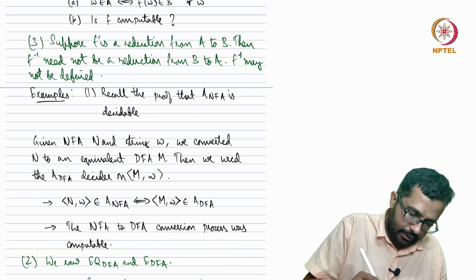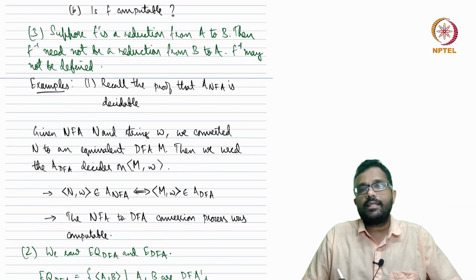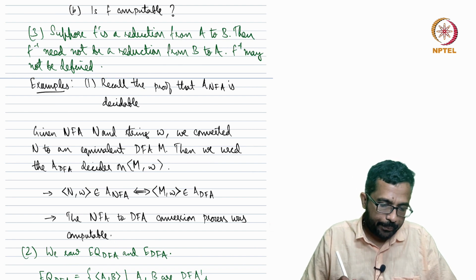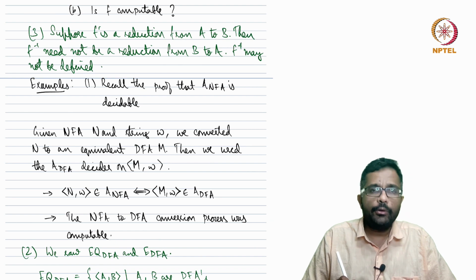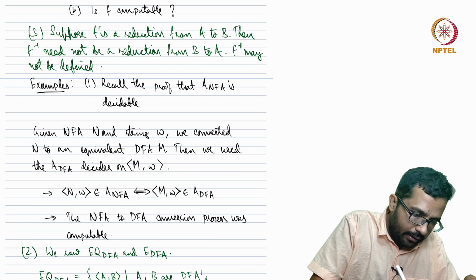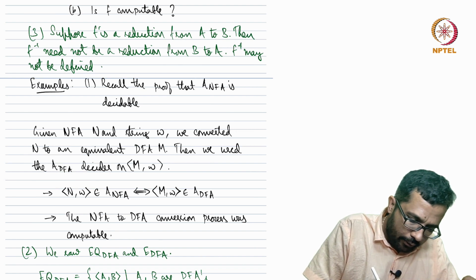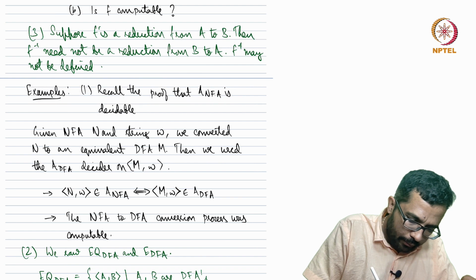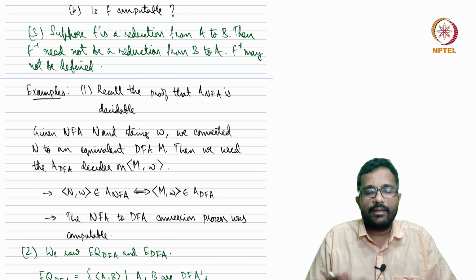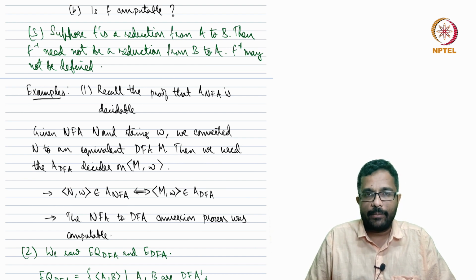Examples. So just to give examples, the first example is one we have in fact already seen in the previous week. If you remember, we showed that A_NFA is decidable. This is the acceptance problem of an NFA. Given an NFA and a string W, the goal was to check whether this string is accepted by the given NFA.